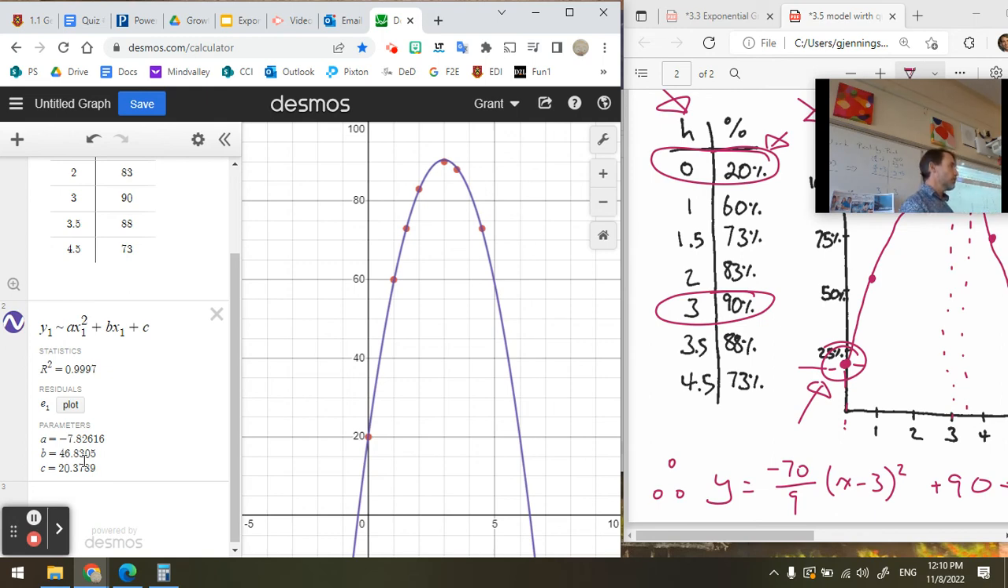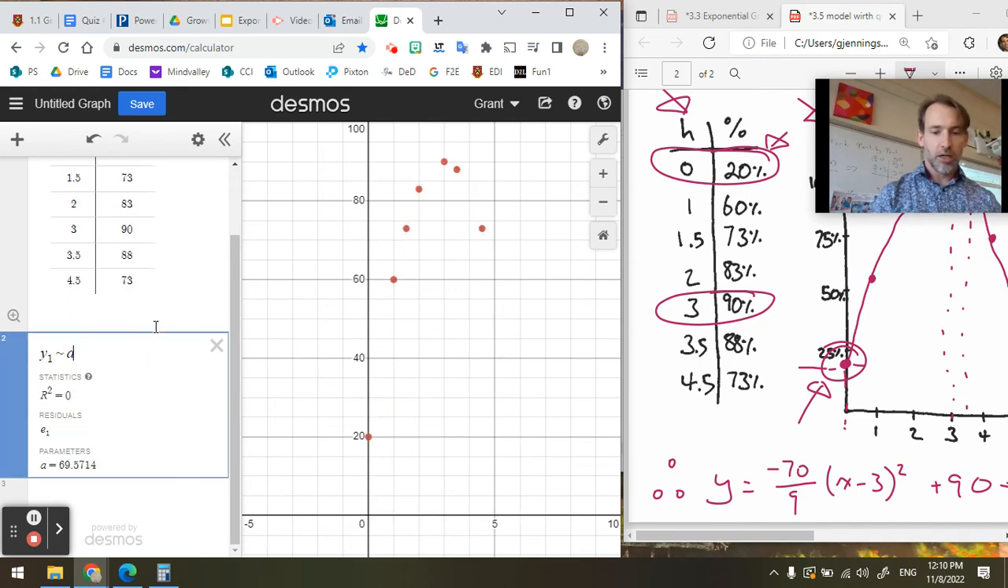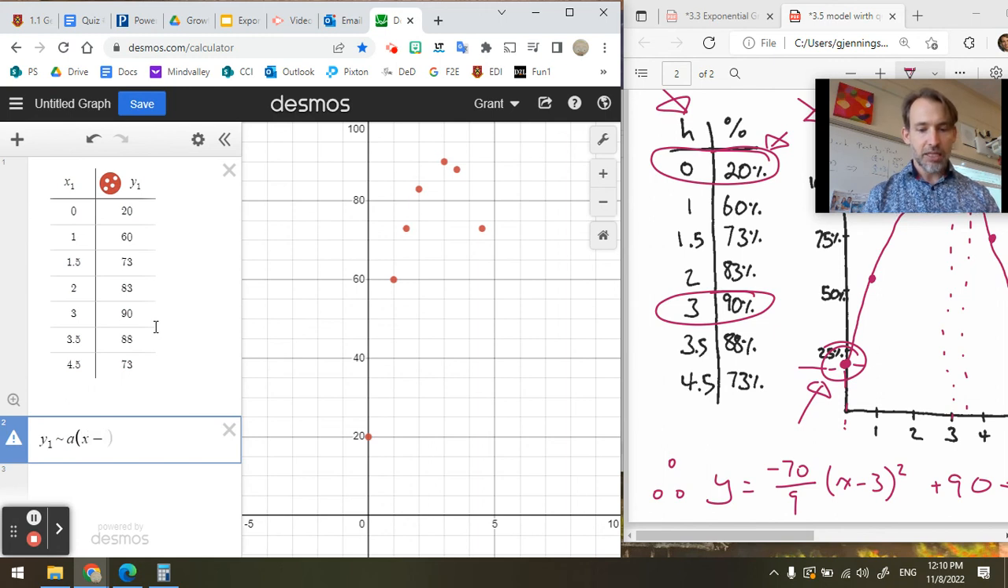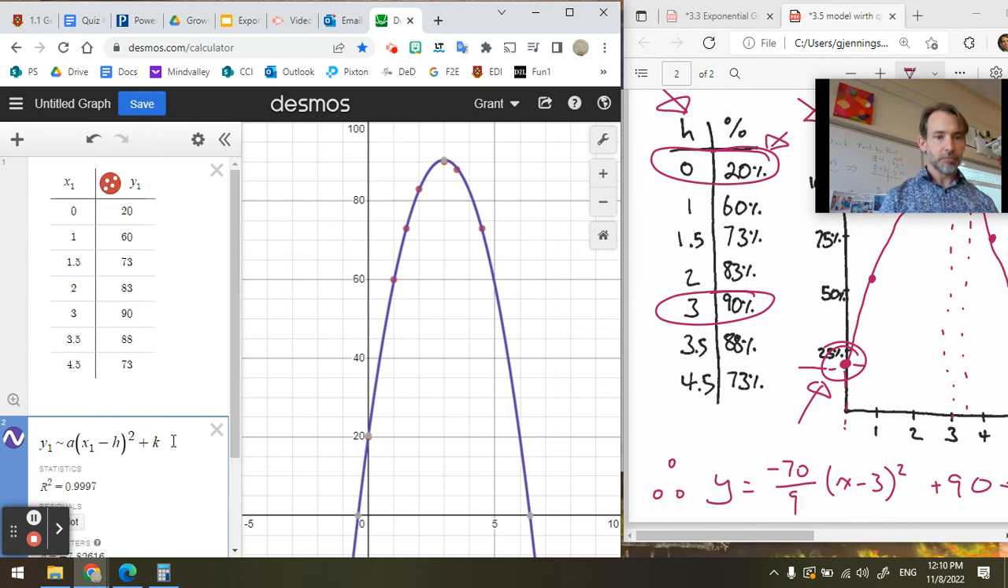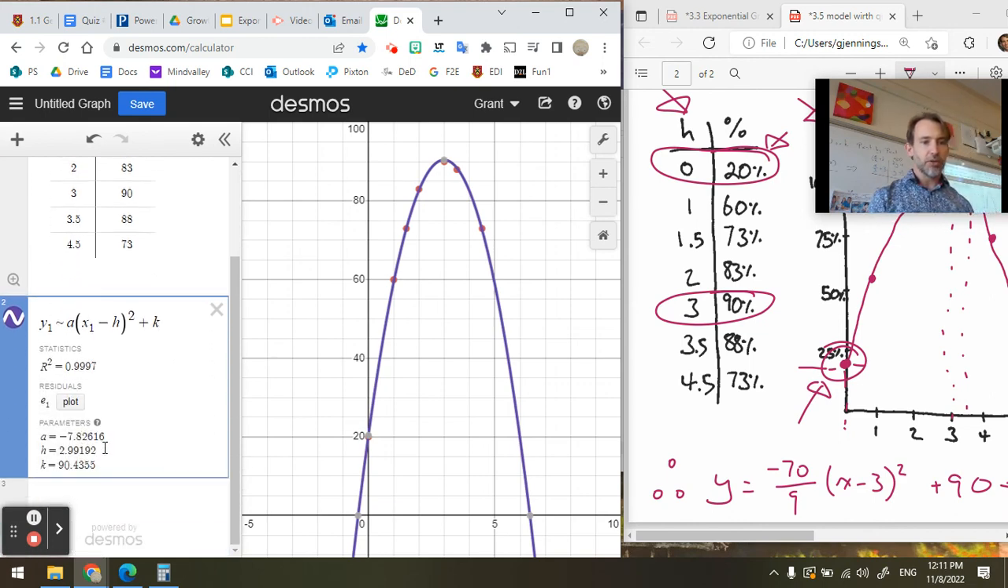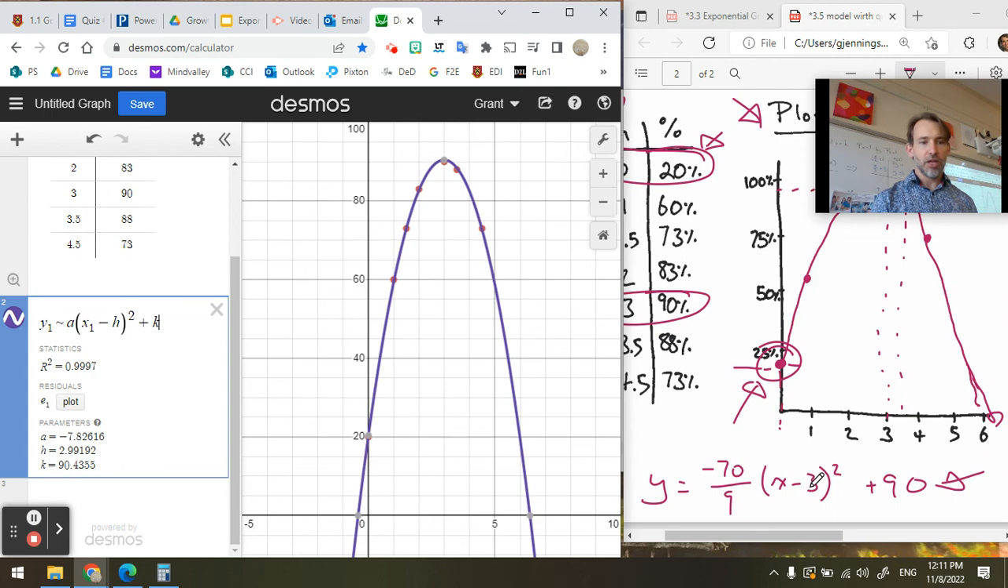If we wanted it to output a vertex form parabola, no problem. You would just put in your general vertex form here. Bracket x minus h, end bracket, and then square it. Oh, but I need to have x1. Notice that it couldn't do it before I had x1 there, plus k. And now it outputs these values. It tells me my h is 2.99 and my k is 90.4. We had an h of 3, and they had an h of 2.9, extremely close. And a k value of 90, this is a value of 90.4.